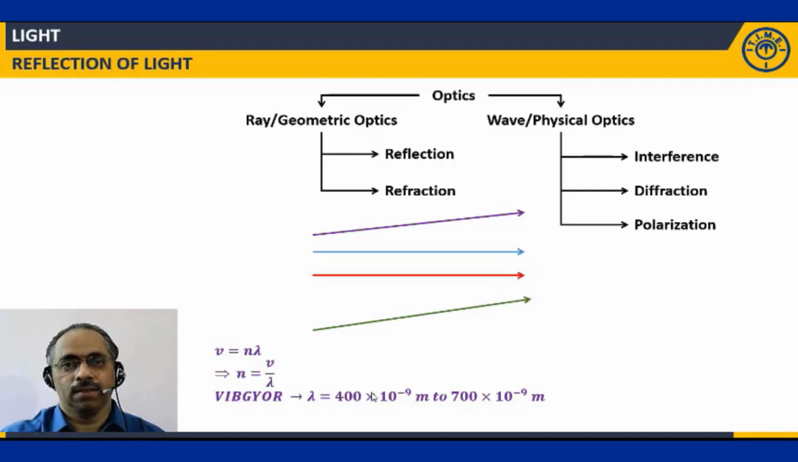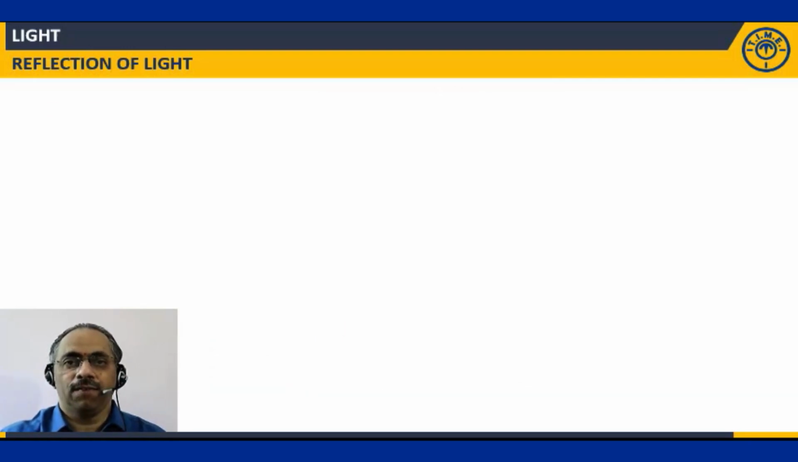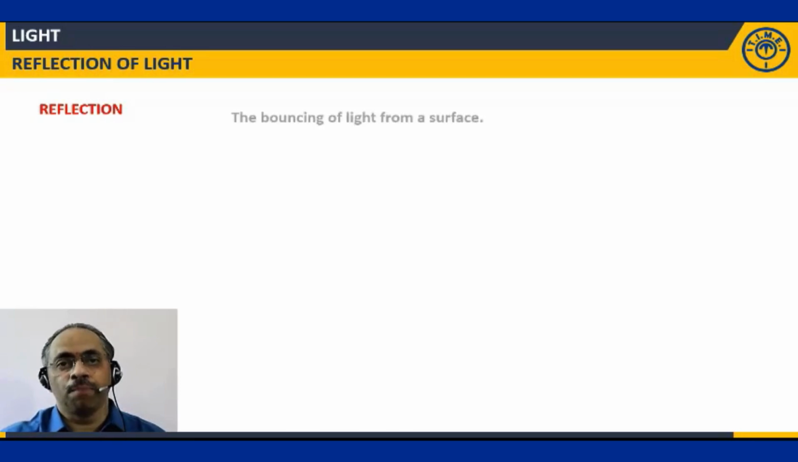So any type of colored light, or white light, which is a mixture of all these colors, will undergo reflection when it is incident on objects. We'll proceed ahead to know what exactly reflection of light is. When I consider reflection, how do we define it? We define reflection as the bouncing of incident light from a surface.